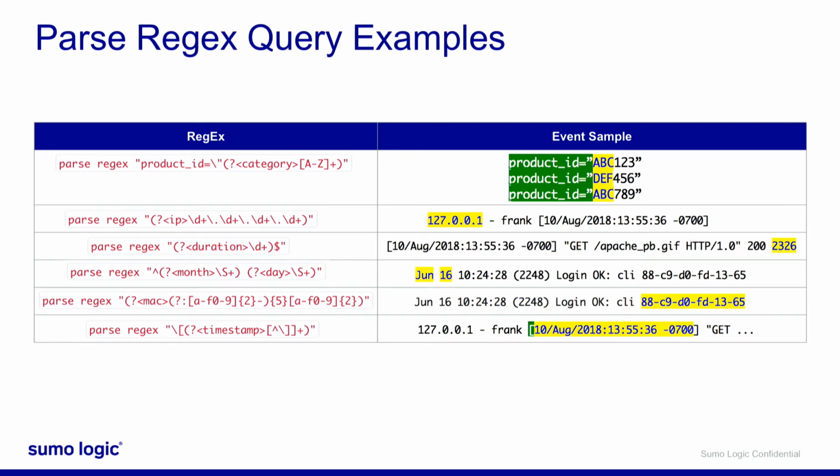Once again, parse regex: specify multiple regular expressions and write them to different fields, so month, day. This is where I got a little bit funky. This is where you want to say, okay, I want to take out hexadecimal values, two of them, followed by a dash, five times, and then one last one, which will match this MAC address you see there.